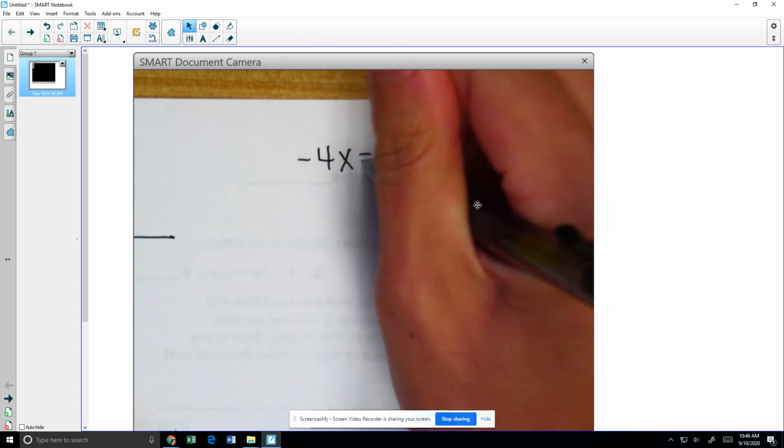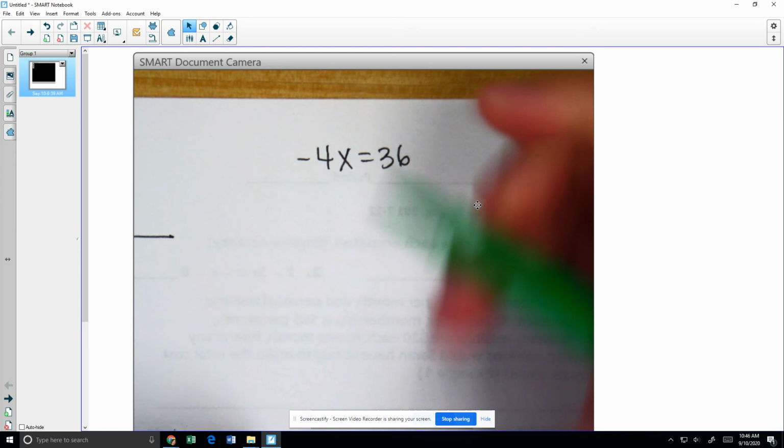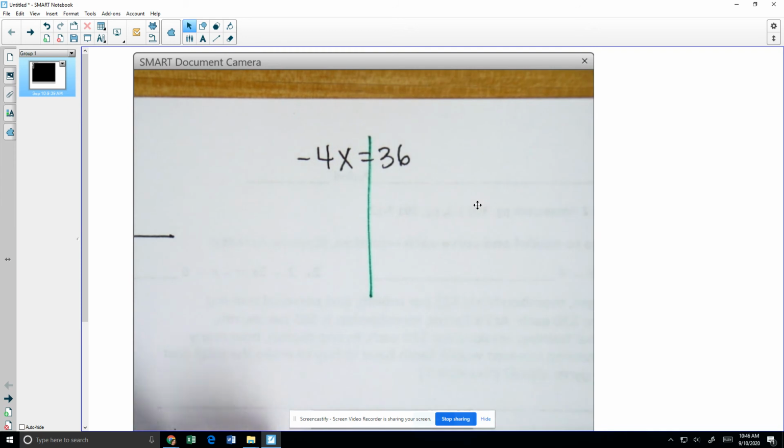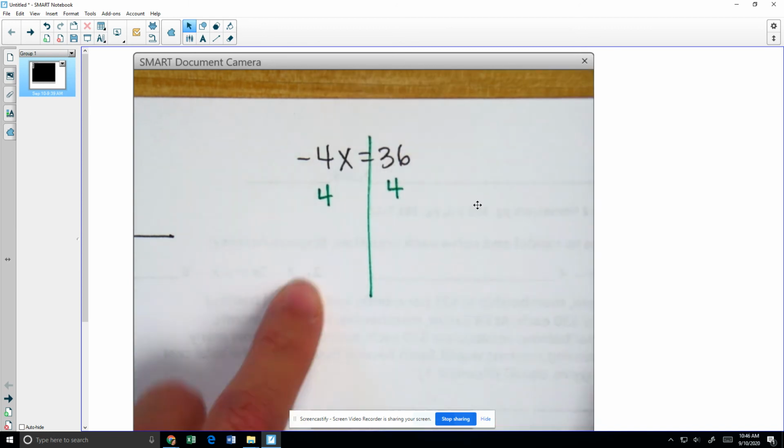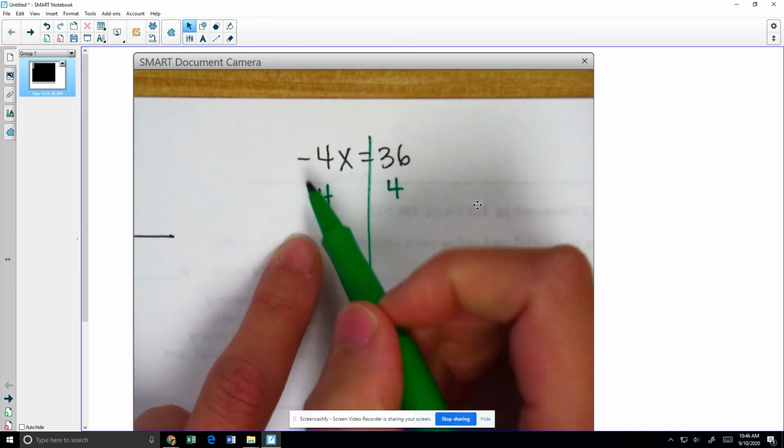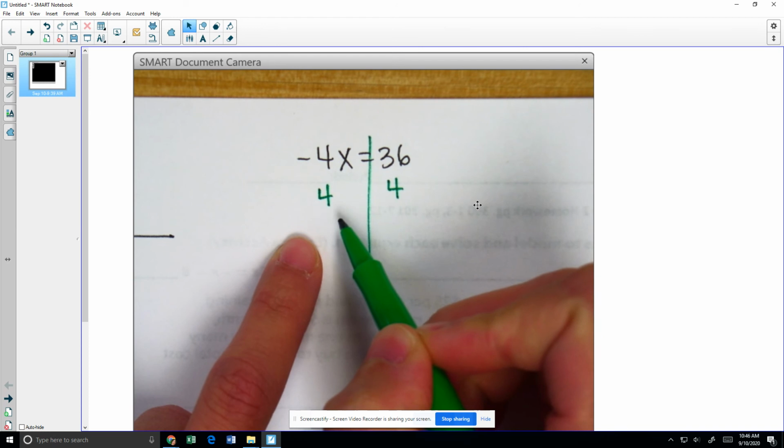Negative 4x equals 36. So what number is on the same side as x? That's 4. Thank you. So here's the tricky part. Some of you say 4 and some of you say negative 4.